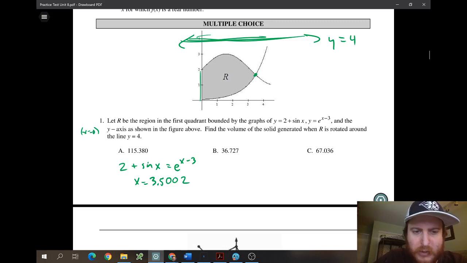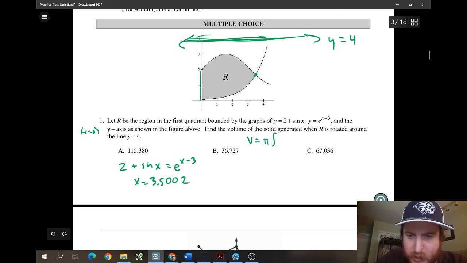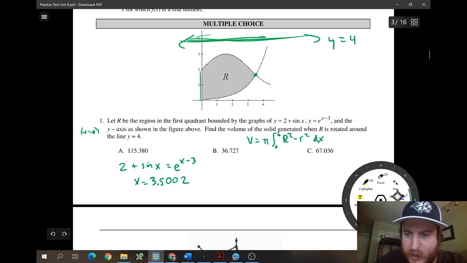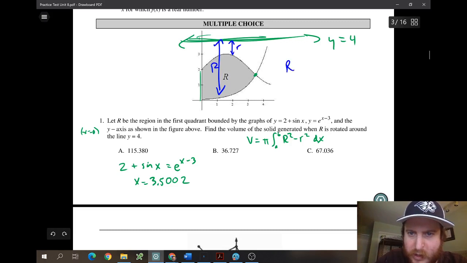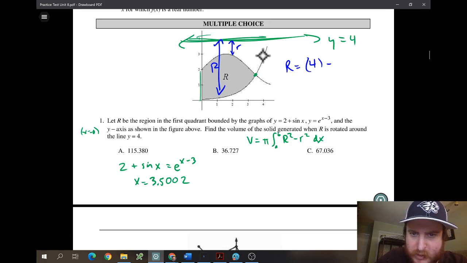So anyways, now we know it's a volume question. So our formula is volume equals pi integral from a to b of big R squared minus little r squared dx. Right, so our big R is going to be from the line to what's further away, and our little r is from the line to what's closer. So our big R, the top of big R is 4, minus the bottom of big R is this e to the x minus 3. You could graph that, or you could realize this is trigonometric, so that's the sine one.